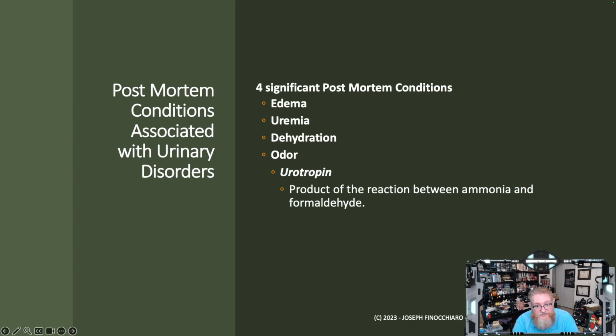So you need to inject enough preservative to not just overcome the fact that you have the nitrogen in the tissues, you also need to make sure that there's enough in there to hold the reaction as it forms urotropin and breaks down, because it will do that right out the gate. Formaldehyde has a strong affinity for nitrogen.